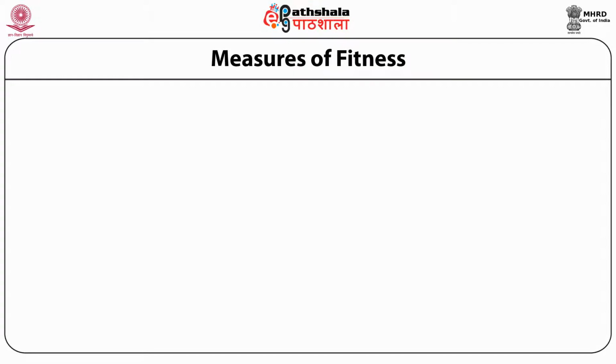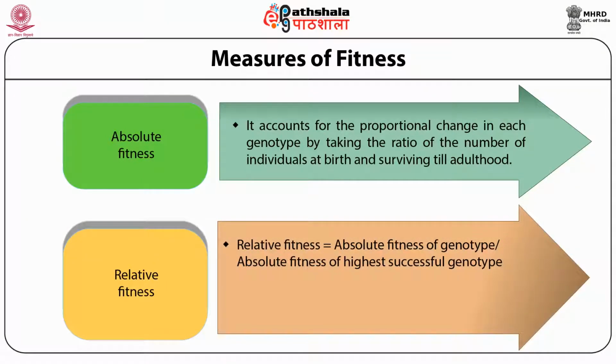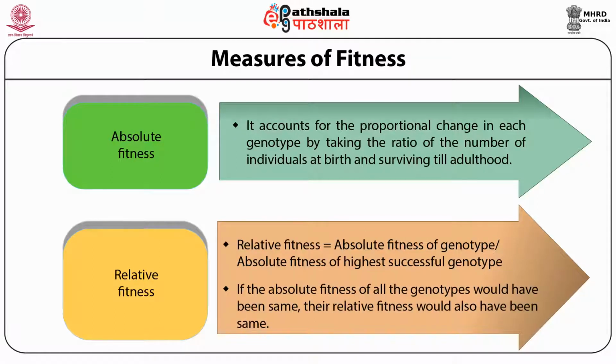Let me explain how to measure fitness, as visible in the diagram. There can be two kinds of measures for fitness. One is called absolute fitness and the other is called relative fitness. Absolute fitness accounts for the proportional change in each genotype by taking the ratio of the number of individuals at birth and survival till adulthood, whereas the relative fitness is equal to the absolute fitness of a genotype divided by the absolute fitness of the highest successful genotype. If the absolute fitness of all the genotypes were the same, the relative fitness would also be the same.